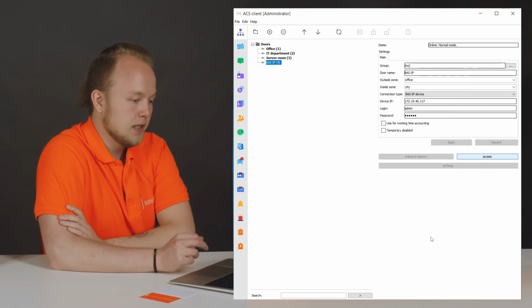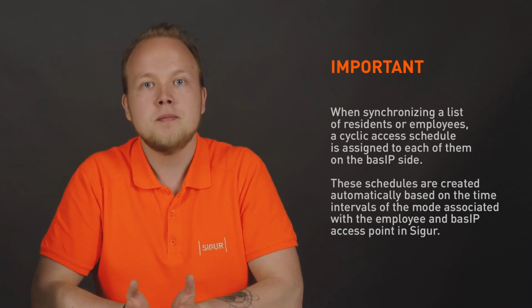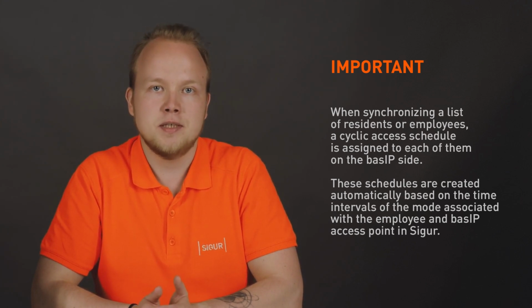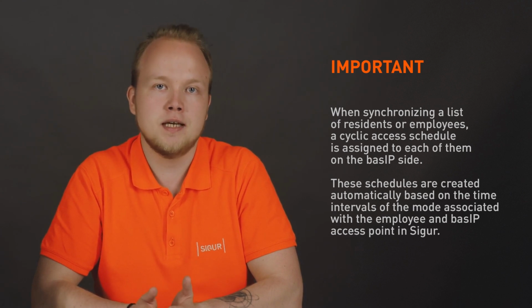Then apply the settings by clicking the OK button. When synchronizing the personnel list, each employee on the basIP side is assigned a cyclic access schedule. These schedules are created automatically based on the time intervals of access permissions for the entry mode linked to the employee and the basIP access point in Sigur. At this point, the main integration settings are complete and you can test its operation.